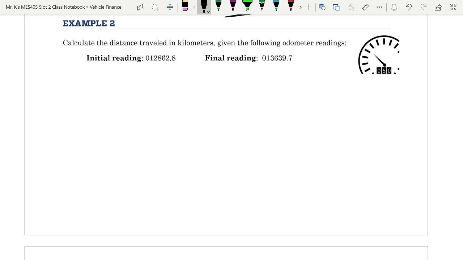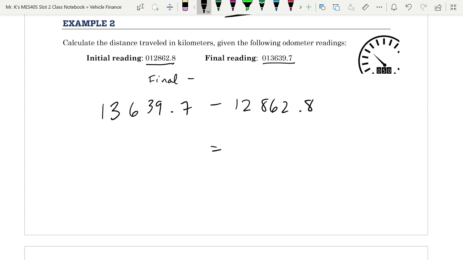Like for example, if my odometer read this, and then I drive for a while, and now my odometer reads that, how far did I drive? Well, ignore the leading 0, and it's the second number minus the first number. So it's final minus initial. So you can figure out how far you've driven. And in this case, 776.9 kilometers.